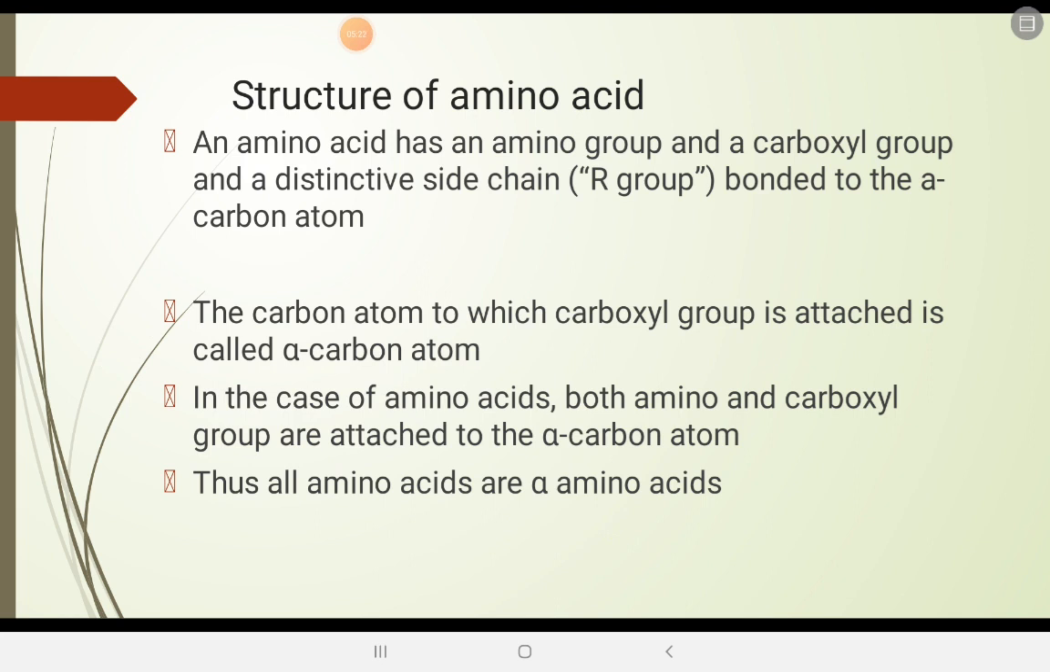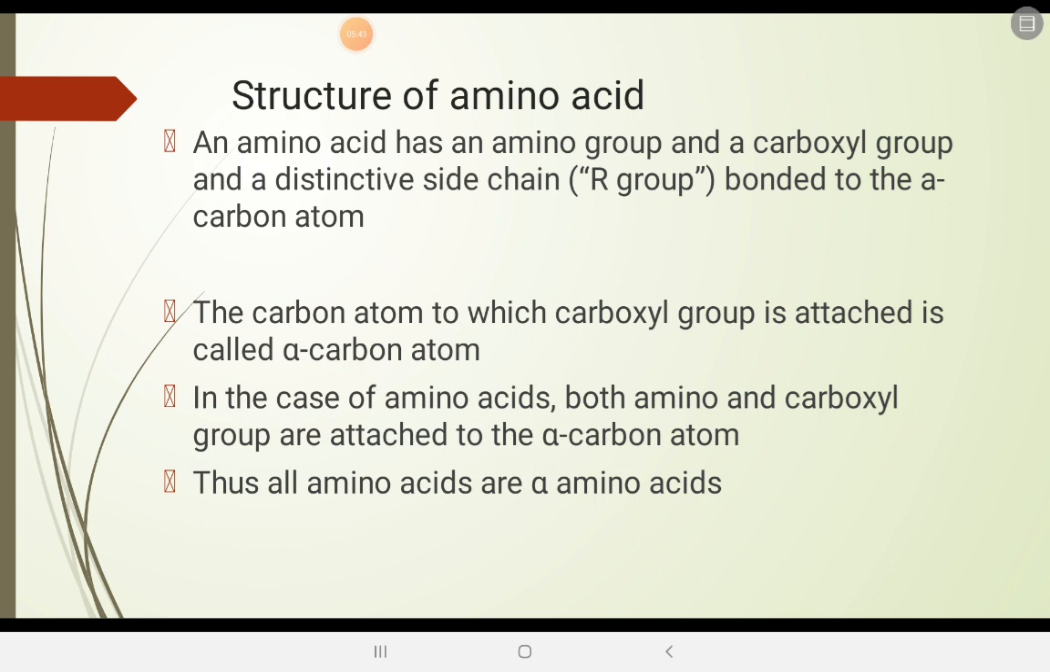What is meant by alpha carbon atom? The carbon atom to which the carboxyl group is attached is known as the alpha carbon atom. An amino acid has an amino group, a carboxyl group and a distinctive side chain, the R group, bonded to the alpha carbon atom. In the case of amino acid, both amino and carboxyl groups are attached to the alpha carbon atom.